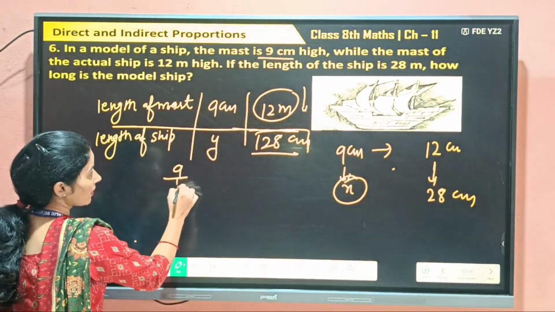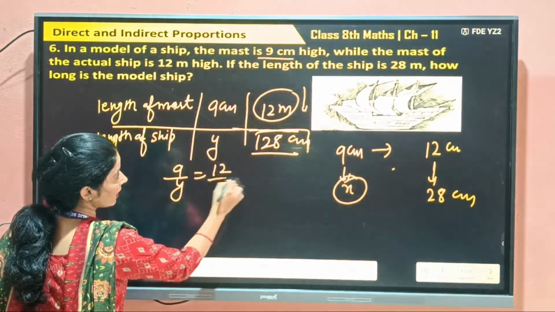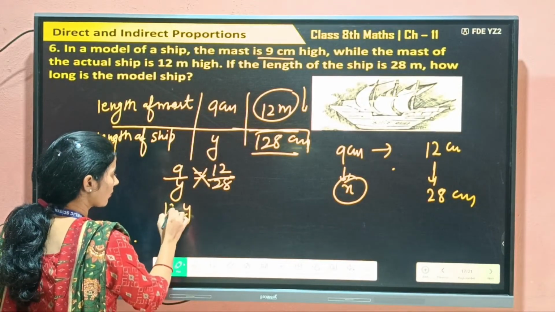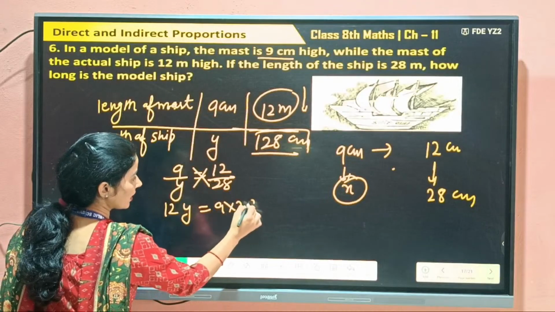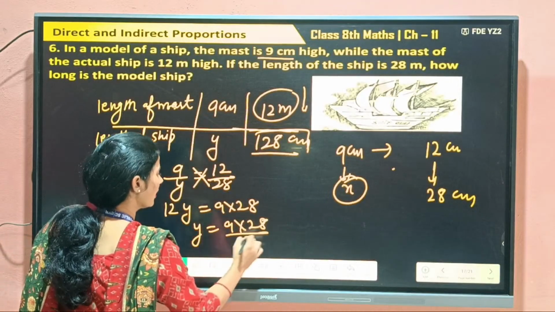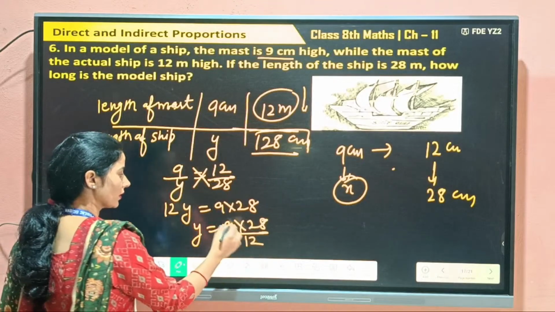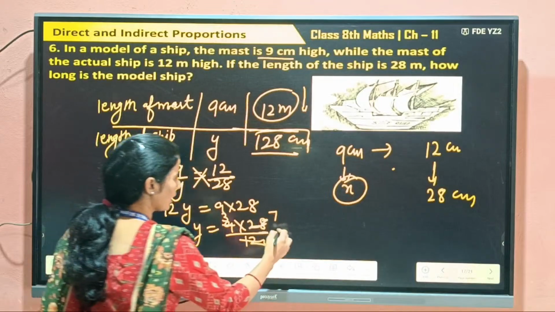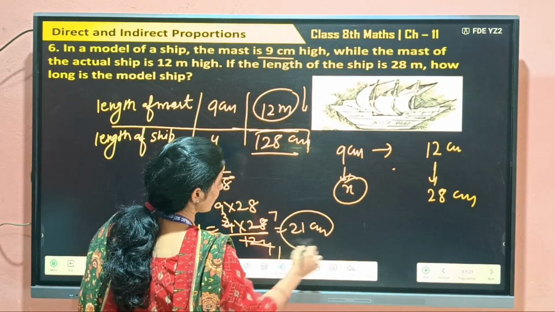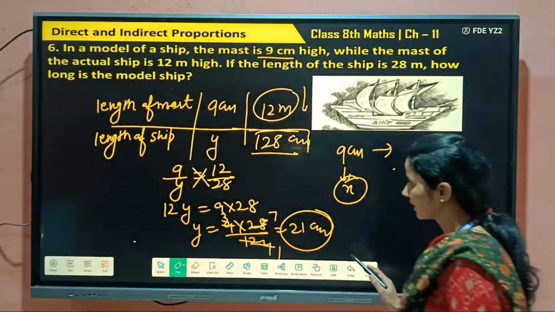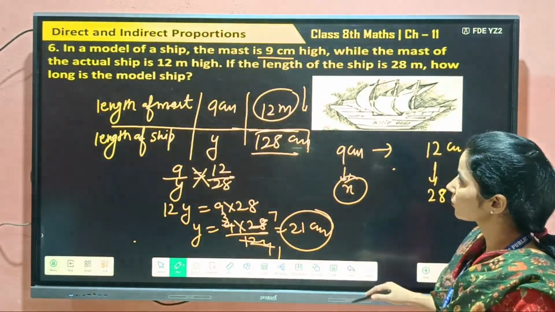So 9 by Y equals to 12 by 28. Using cross multiplication, 12Y equals to 9 into 28. Y equals to 9 into 28 by 12. Cancel it. 3 3s are 9, 3 4s are 12, 4 1s are 4, 4 7s are 28. Answer is 21 centimeter. What will be height of mast? 21 centimeter.